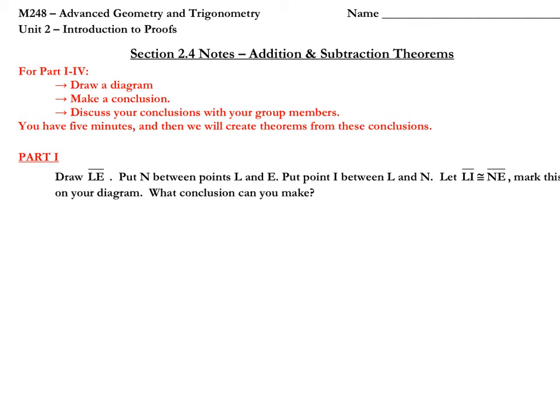So we're going to continue to add on to our theorems, and today we're going to learn about the addition and subtraction theorems. This comes into play with segments and angles. It says draw a line LE, and then put N between L and E, and then I between L and N. Then it says LI is congruent to NE. What conclusion can you make?